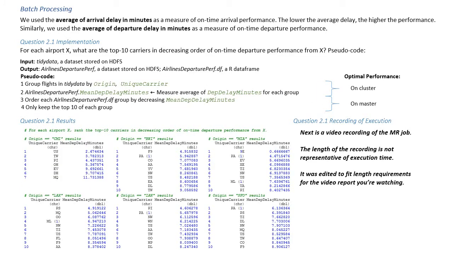To find for each airport what were the top 10 carriers in decreasing order of on-time departure performance, we grouped the data by origin airport, then carrier, measured the average of departure delay minutes within each group, ordered the results by decreasing average within each group, and kept the top 10.